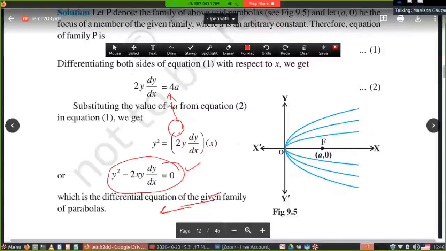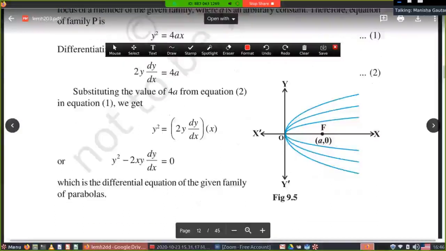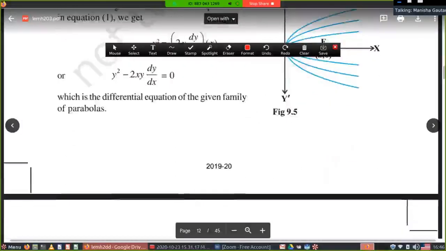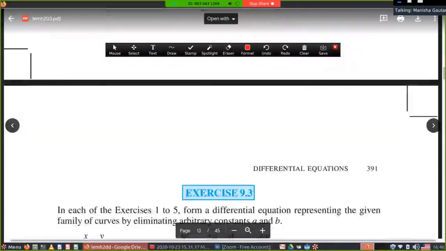Now this is the way to form the differential equation. You just have to check how many arbitrary constants are given in the given curve equation. Do differentiation as many times as the number of arbitrary constants given to you. If there are 2, then you have to differentiate 2 times. If there is 1, then the differentiation will take place only once. This is the way to get the value of the arbitrary constant and put that value in the given curve equation.